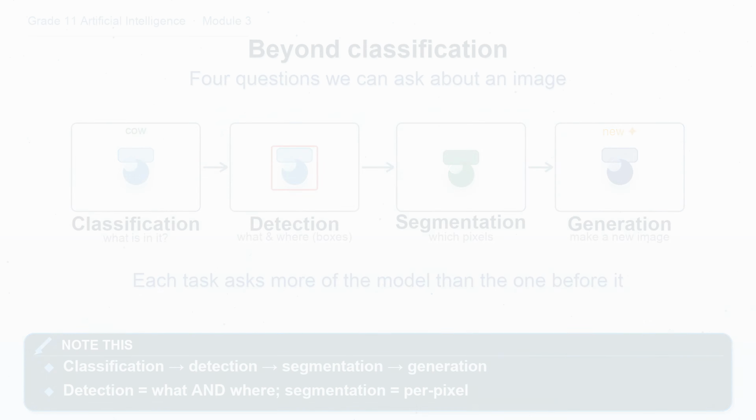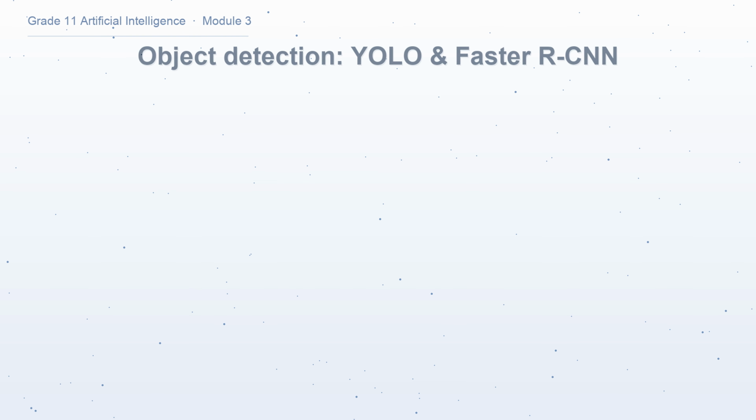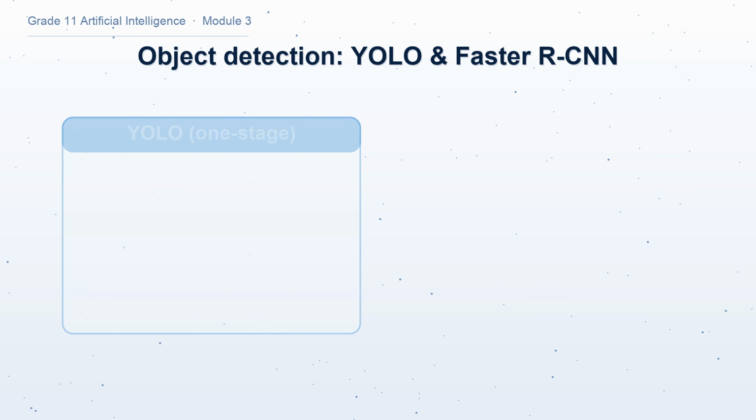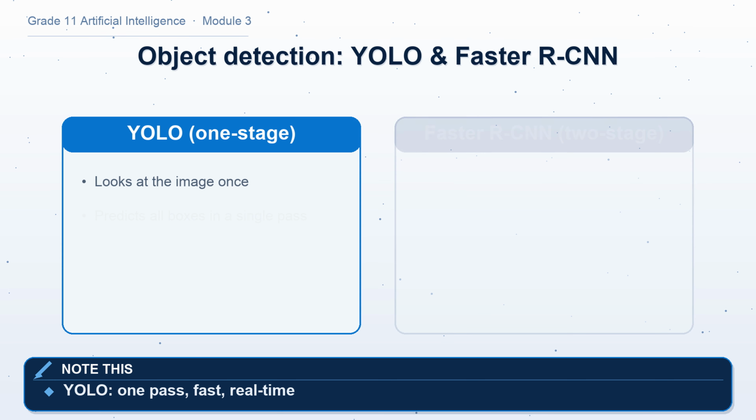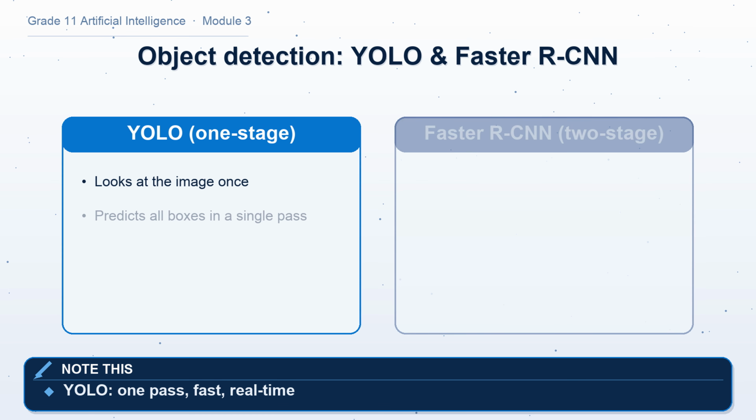Object detection draws a box called a bounding box around each object and labels it. There are two main styles. YOLO, which stands for you only look once, is a one-stage detector. It looks at the whole image a single time and predicts all the boxes at once, which makes it very fast and ideal for real-time use.